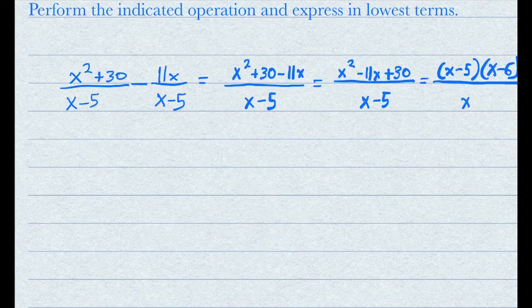And in the bottom you have an x minus 5, and you can put it in parentheses to more easily see what you're going to do here. Because if you notice, you have an x minus 5 in the top and an x minus 5 in the bottom. That means that you can cancel these two out. And so all you're left with is x minus 6. And that's going to be your answer here.